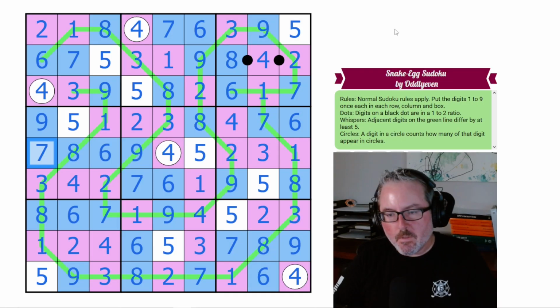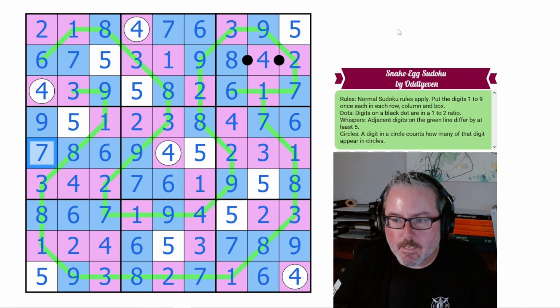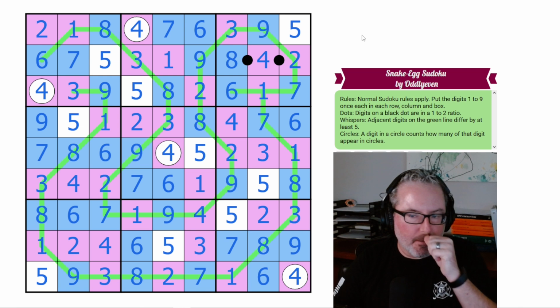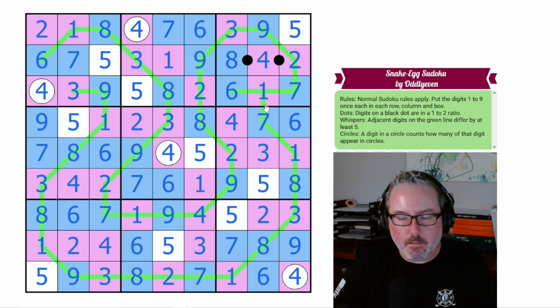There you go. So good puzzle. Snake egg Sudoku. It's hard to see now, because I put all this coloring in, but the snake was very cute. That's why I started on this one. Good puzzle. It took me a little while to really get into the coloring, which I think is what broke it open for me. Allowed me to see where we had low digits and high digits, etc. So, Oddlyeven, thank you for the puzzle. Beautifully made.